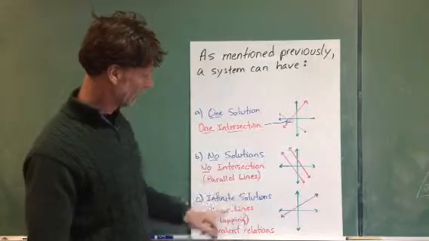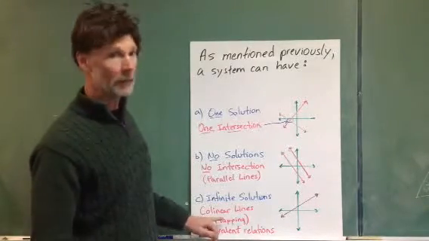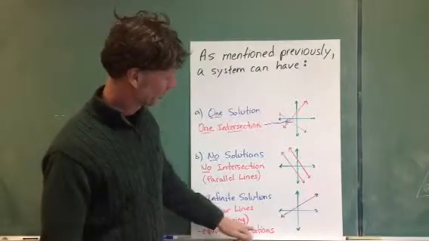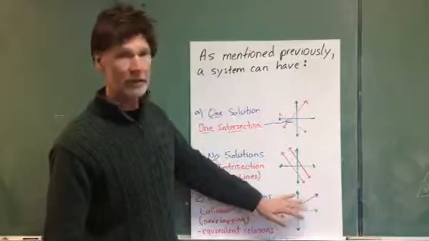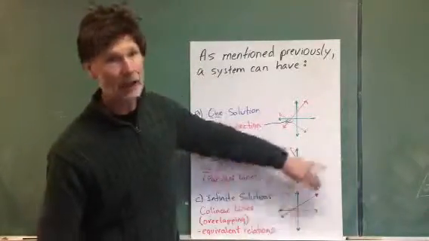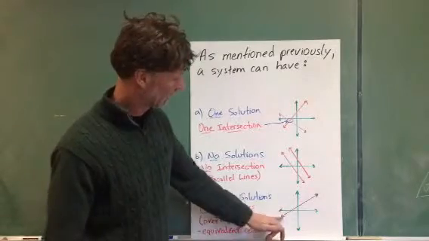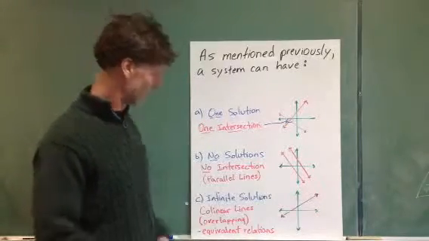And finally, we're going to have infinite solutions, and that's when we have collinear lines, or overlapping lines, if you wish. Those are equivalent relations. They might look different, they might be in different forms, or one might be a simplified version of the other, but when we graph them, it's one line on top of the other. So we would have an infinite number of solutions all the way along that line.